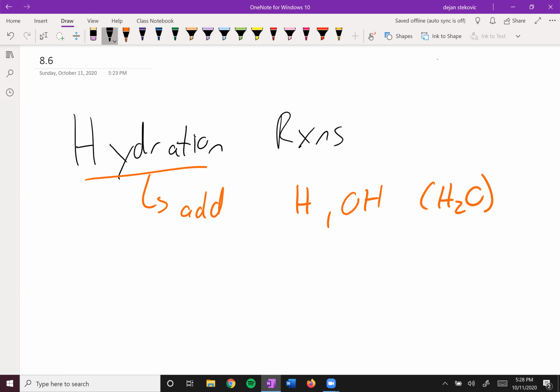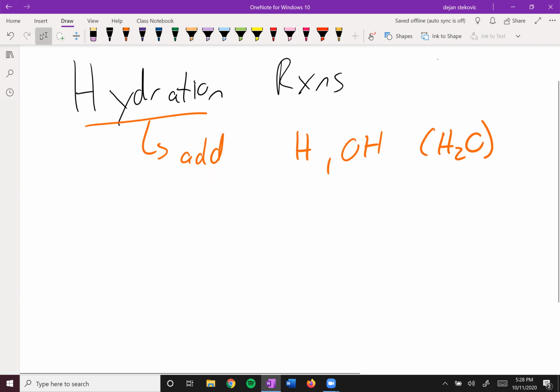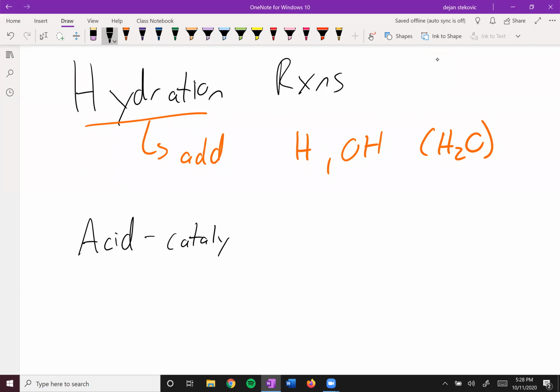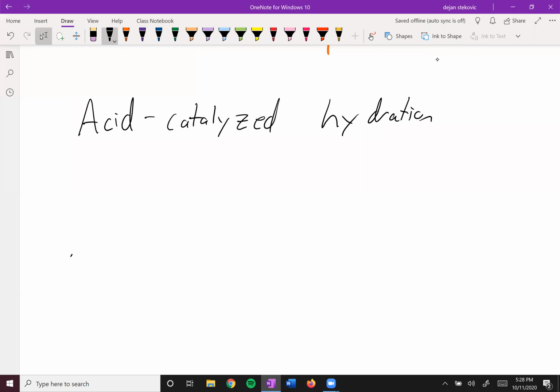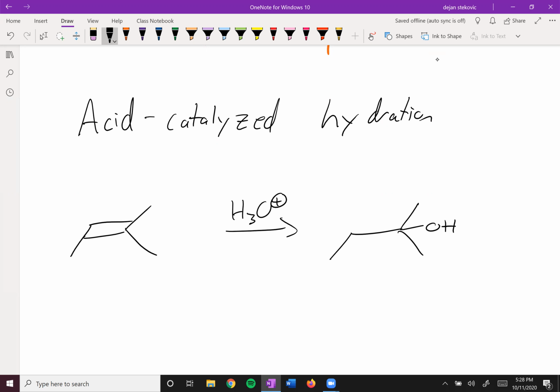And so we're going to learn a multitude of ways to do this. Each have their pros and their cons. We're going to start off with acid catalyzed hydration. So in this case, we have our alkene, and what we do is just add some acidic water, and then that will add across the double bond, right?